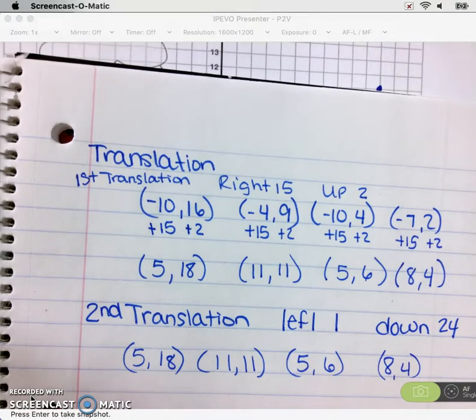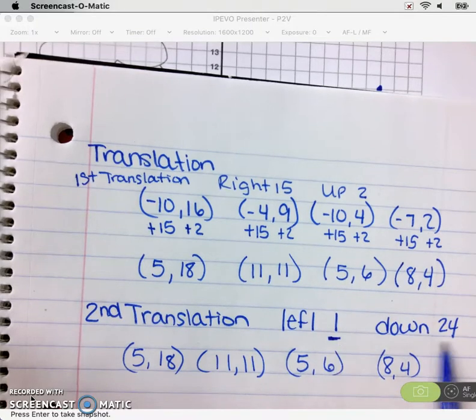Alan, I believe yours says something different. This is the one I want you to have. Left 1, down 24. We changed that after I gave that to you, that sheet that I sent home.